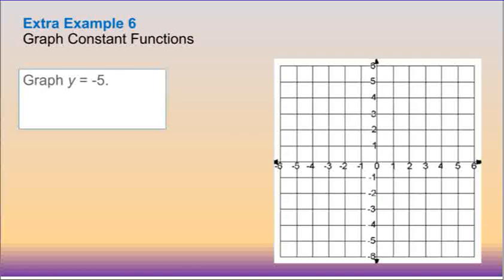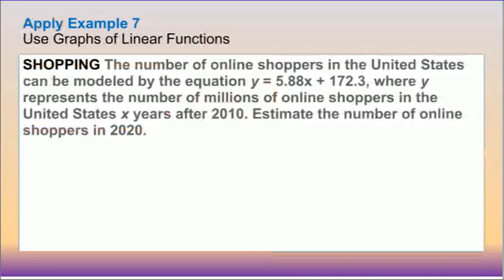Next graph, y equals -5. I'll put a point at -5 on the y-axis. So horizontal line, constant function. And our last example is example 7. Says the number of online shoppers in the United States can be modeled by the equation y equals 5.88x plus 172.3, where y represents the number of millions of online shoppers in the United States x years after 2010. Estimate the number of online shoppers in 2020.